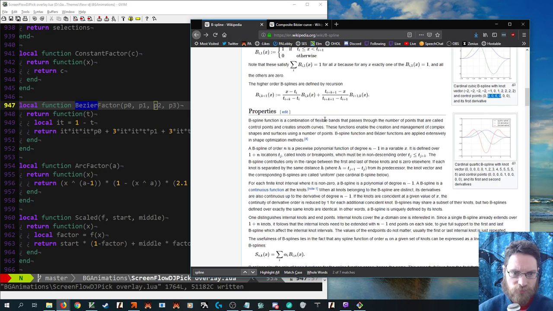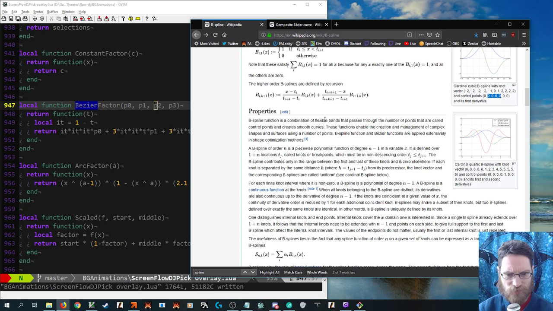B of i, a combination of flexible bands. Piecewise polynomial function of variable x. It is defined at 1 plus n locations called knots. Seems like we have a lot more knots than 1 plus n. Only in the range between the first and last of these knots, and is 0 elsewhere.